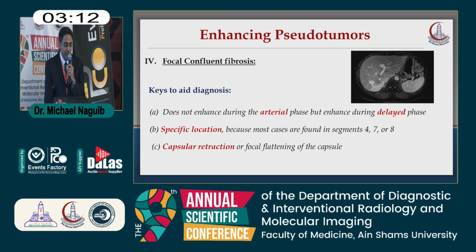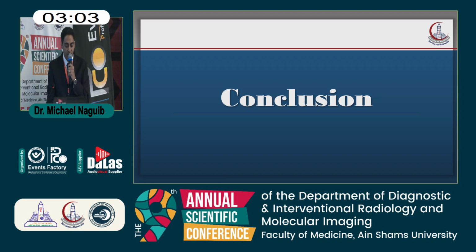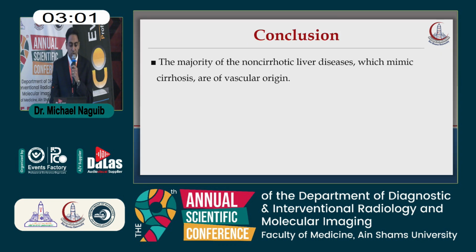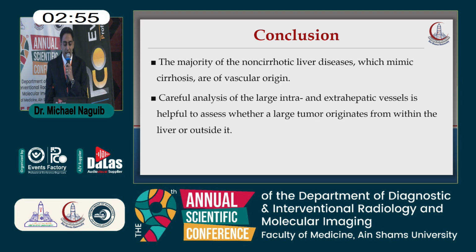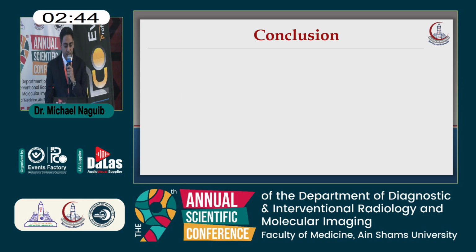It has a specific site, as most cases occur at segment 4, segment 7, segment 8, and is usually associated with capsular retraction. Conclusion: the majority of the non-cirrhotic liver diseases which mimic cirrhosis are of vascular origin. Careful analysis of the large intra and extrahepatic vessels is very helpful to assess whether a large tumor originates from within the liver or outside it.